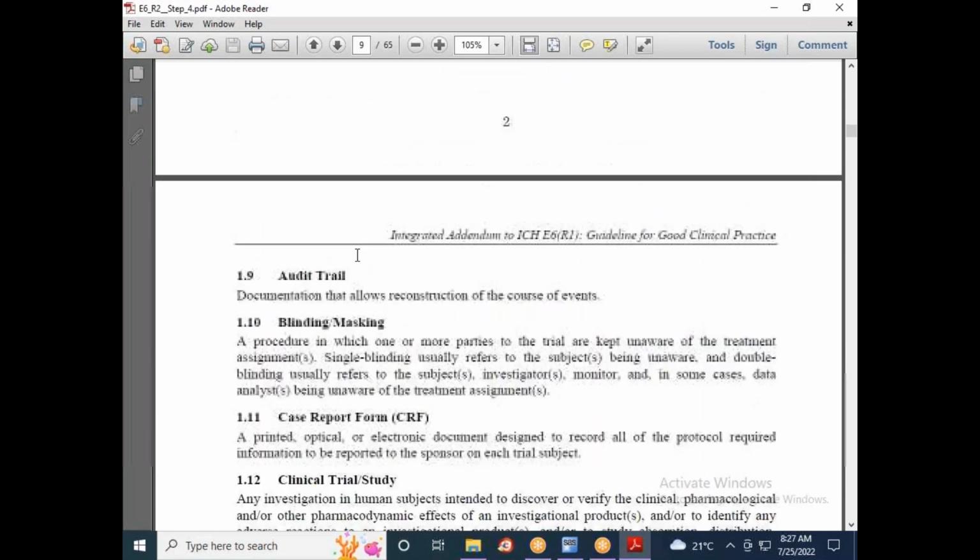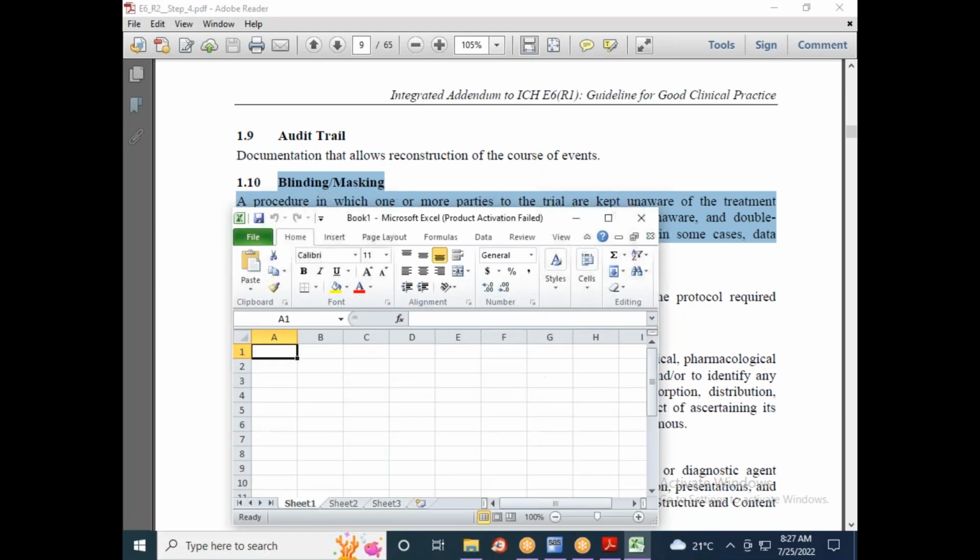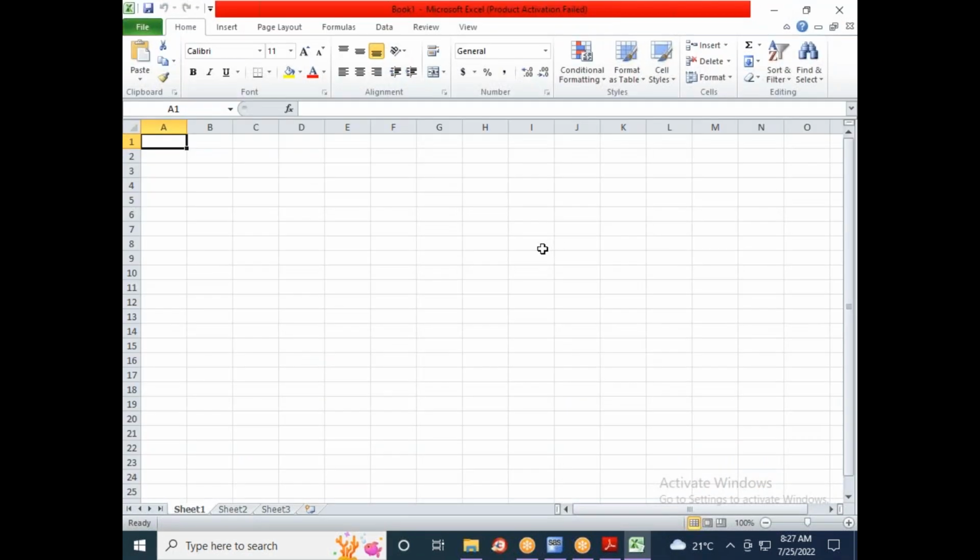So audit certificate, audit report, audit trail, blinding, masking. This is important. The concept of masking means hiding. Blinding is a procedure in which two or more parties are kept unaware of treatment assignments. Suppose, in a real-time scenario, I have to give a drug to all the subjects, correct?